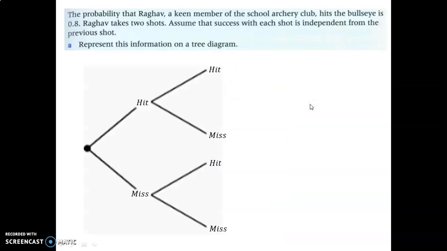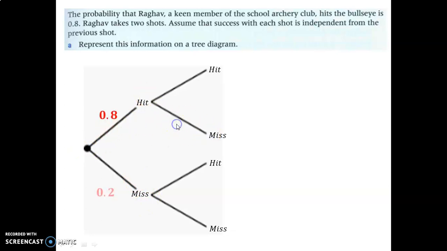Okay, now let's look at this problem. So please read this and see if you can fill in the spots on this tree diagram. The way we fill in the tree diagram is along the branch we write the probability of that thing happening. In this case, a hit is getting a bullseye, a miss is not hitting the bullseye. So let's say fill in this part and this part. What goes here and here?